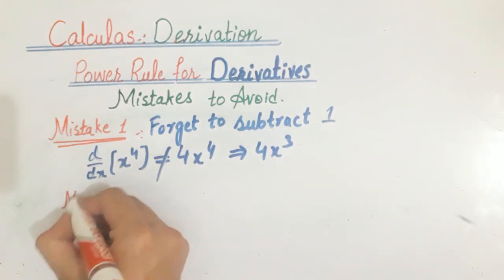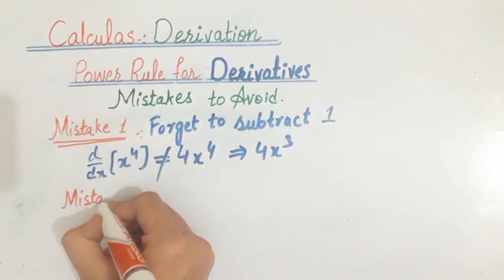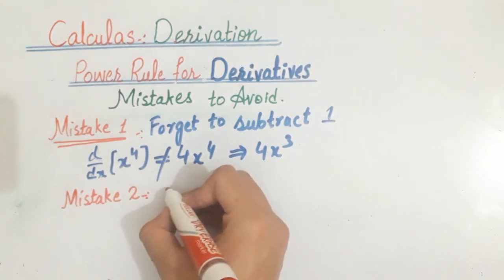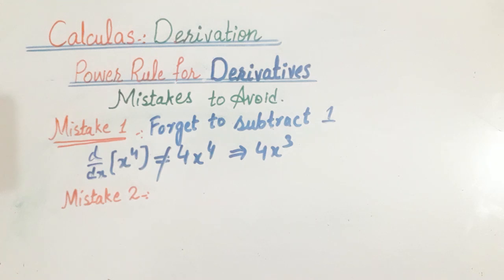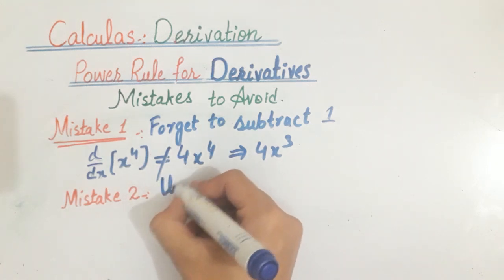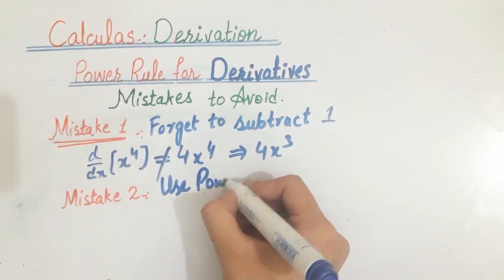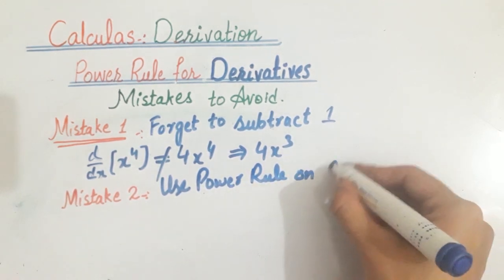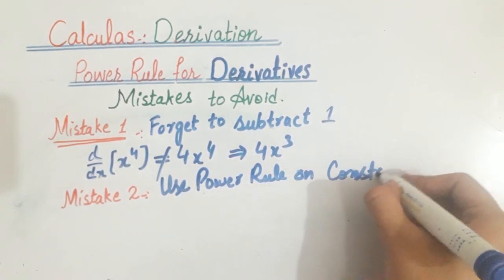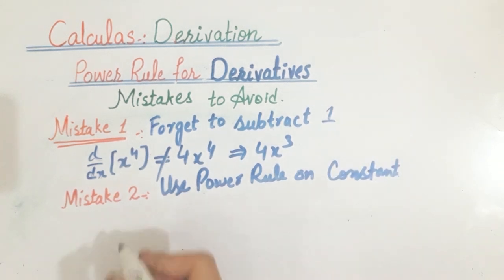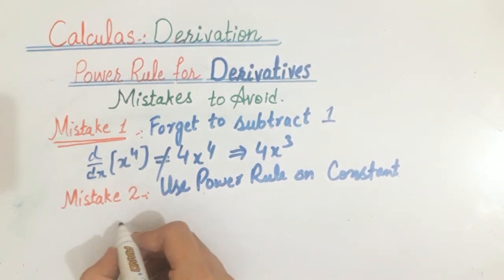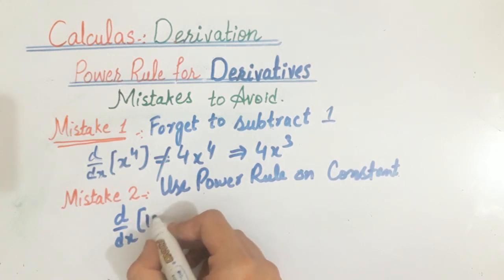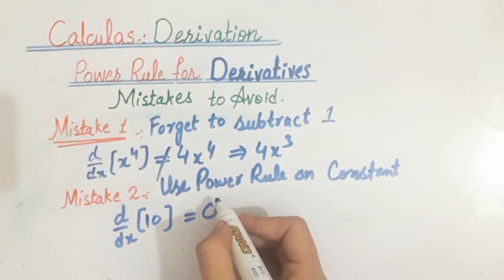Now I will tell you the other mistakes. Mistake 2 is using the power rule on constants. Mostly students apply the power rule on constants, but differentiation of any fixed number like 10 equals 0.